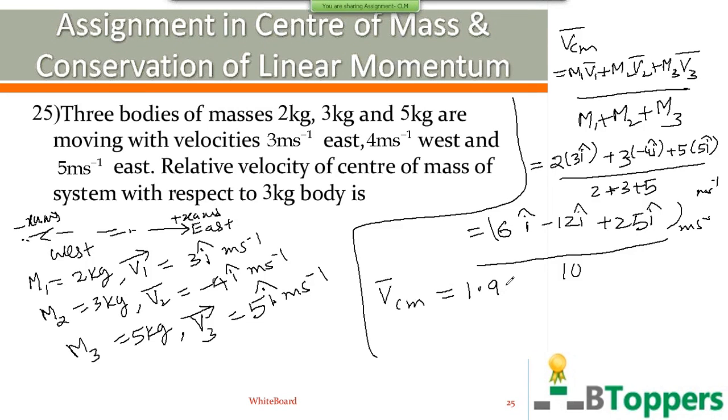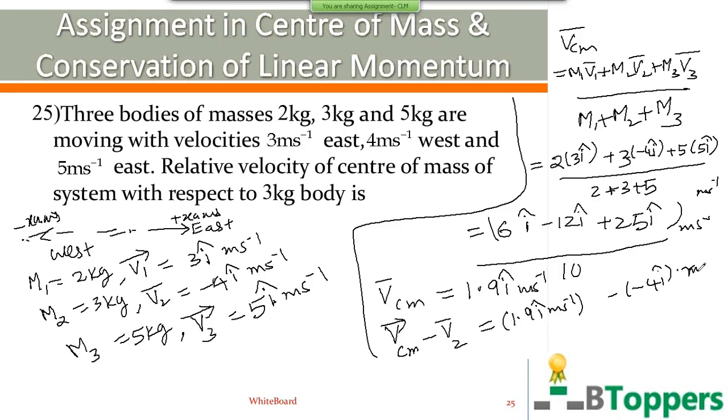So you get 1.9 i cap meter per second as the velocity of the center of mass. You're asked to find the relative velocity of the center of mass system with respect to the 3 kg body. That means you have to find the relative velocity of the center of mass with respect to m2. So the relative velocity of the center of mass with respect to the second body of mass 3 kg equals Vcm bar minus V2 bar. That is 1.9 i cap meter per second minus of minus 4 i cap meter per second.